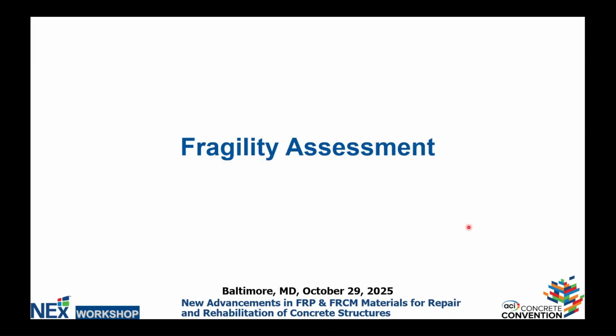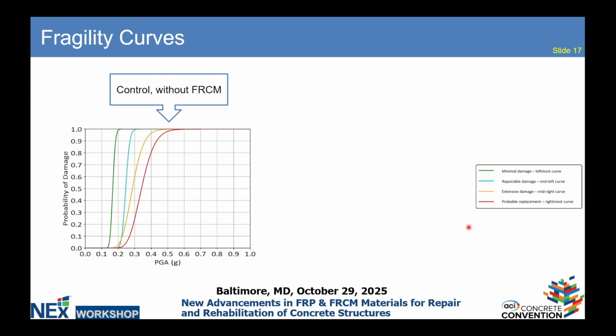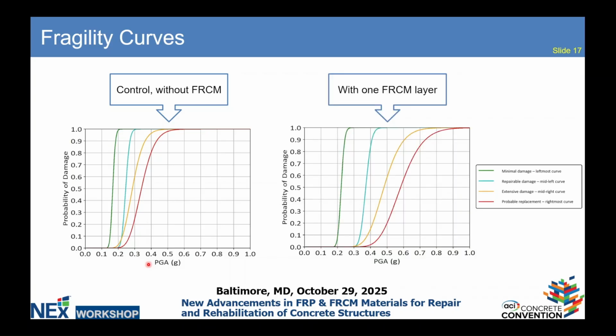An extra study has been done. I'm just presenting a couple of slides on this, the fragility assessment. We have developed the fragility curves, and for the control column, you can see that it is fragile. It reached the extreme damage state at just around 0.4 PGA, peak ground acceleration. Adding one layer pushed this curve further to the higher intensity levels of an earthquake.